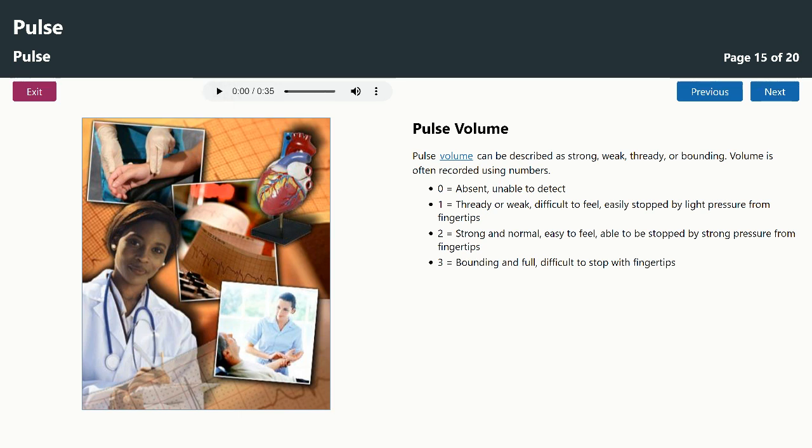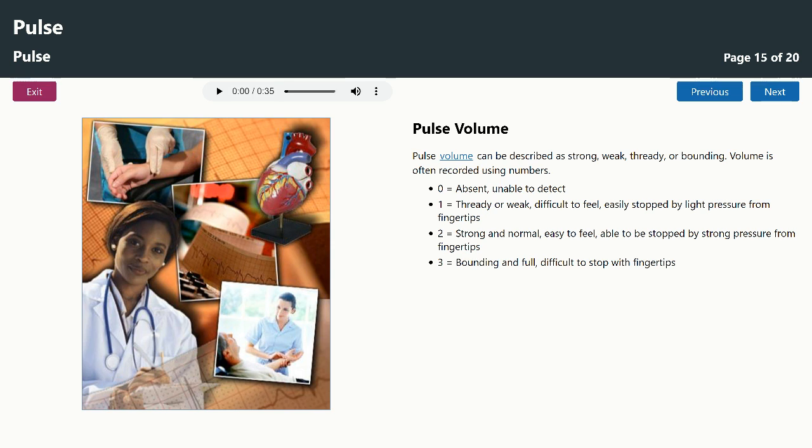All right, so pulse volume can be described as strong, weak, thready, or bounding. Volume is often recorded using numbers. So 0 is absent, unable to detect. So that'll be like asystole. 1 is thready or weak, difficult to feel, easily stopped by light pressure from fingertips. 2 is strong and normal, easy to feel, able to be stopped by strong pressure from fingertips. And then 3 is bounding and full, difficult to stop with fingertips.